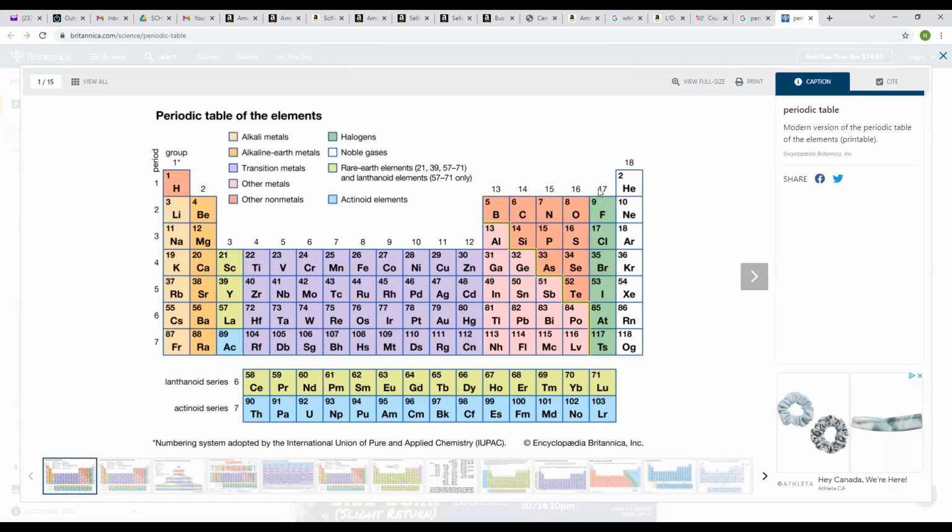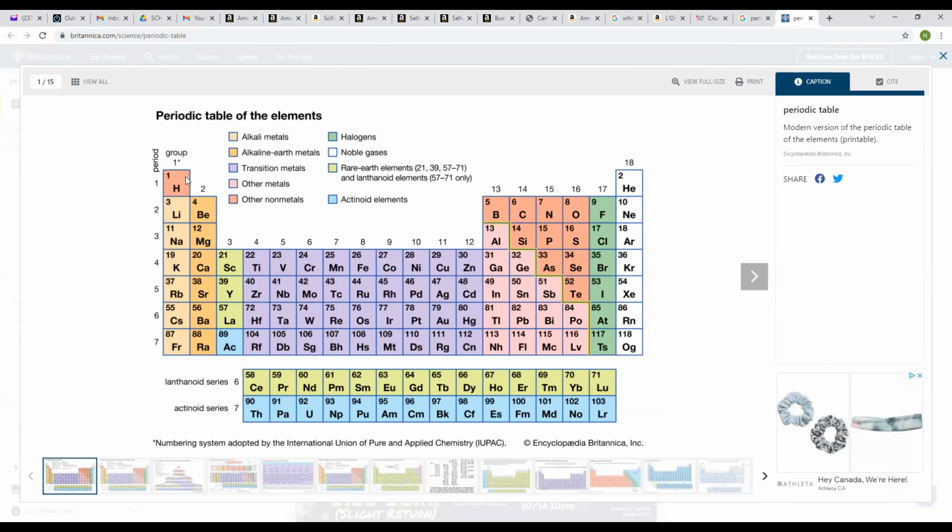Whereas, for example, elements in this column, this group 7 here, fluorine, chlorine, bromine, have only 7 electrons in their valence shell. So they need 1 more to reach 8. So they are happy to make bonds with other atoms that are able to give them an electron, or to share an electron.